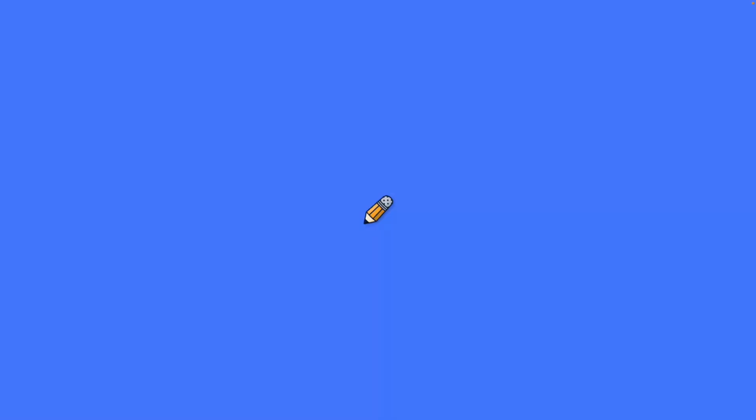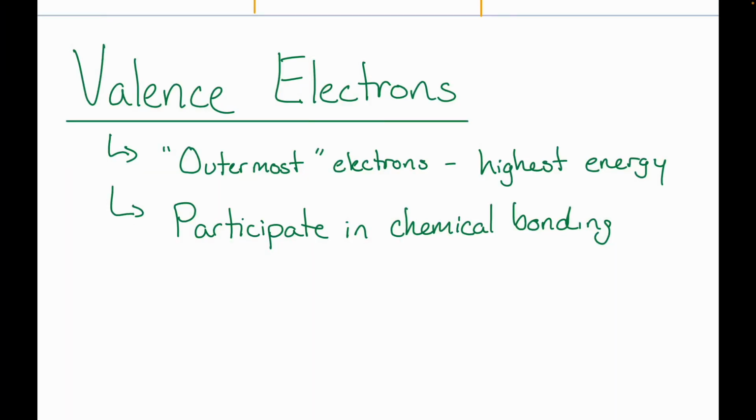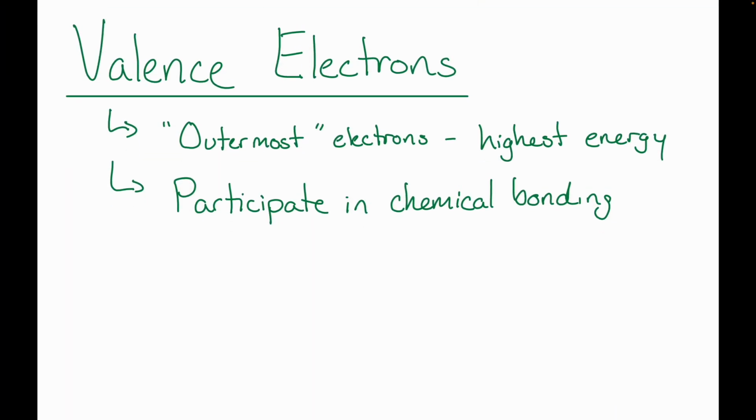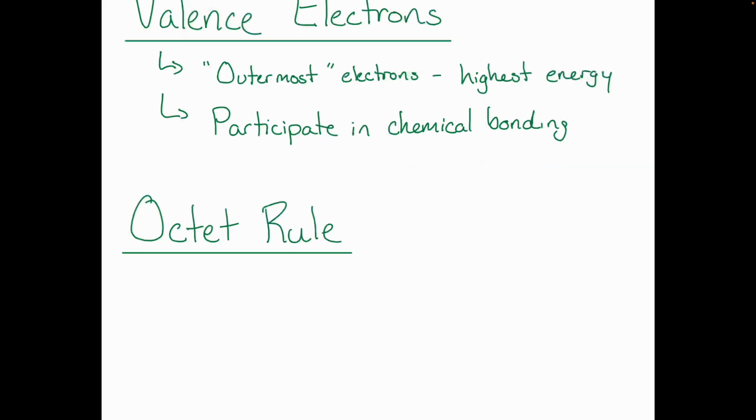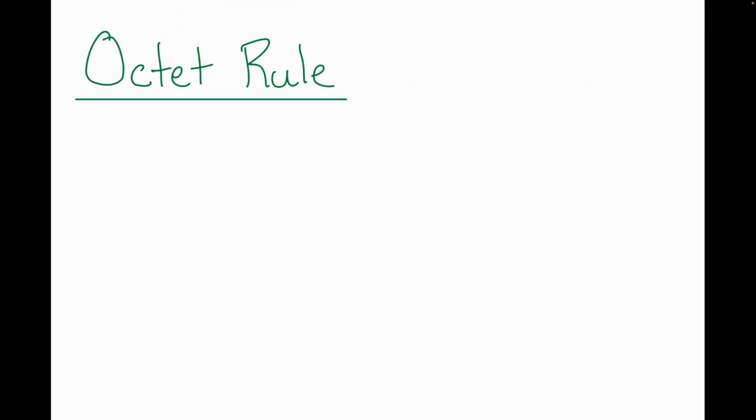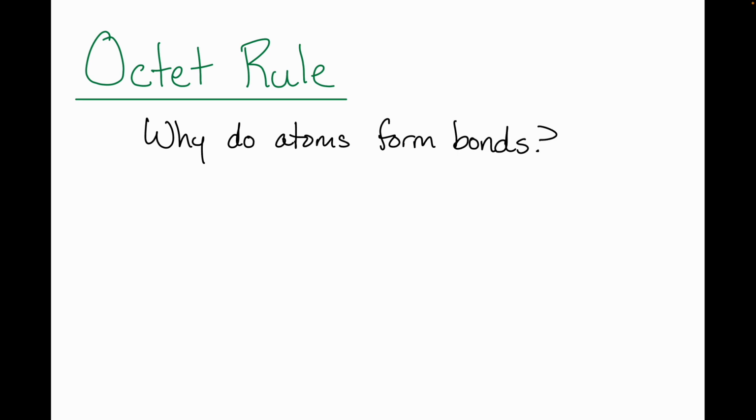Awesome. So the next step, we need to talk about what's called the octet rule. The octet rule helps us answer an important question, which is why do atoms form bonds in the first place? Why aren't they all just independently floating around? Why are they bothering to form these bonds between them?